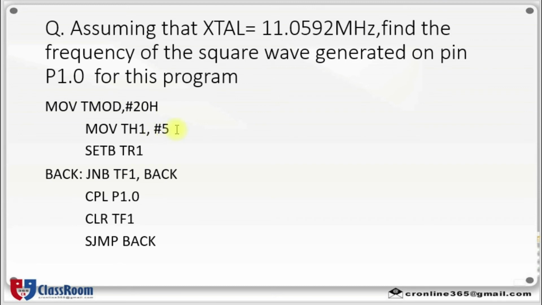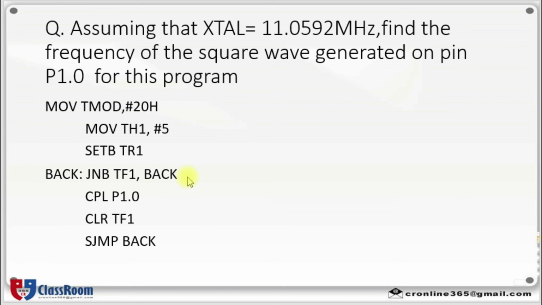Then we can start the timer by using the instruction SETB TR1. It counts from its initial value until it reaches its final value FFH. Then whenever it rolls over from FFH to 00H, the timer overflow flag is raised. So you have to check whether this flag is raised or not by using the instruction JNB TF1, back. JNB means jump if no bit. If there is no bit, it stays here. If the bit is raised, it goes out of the loop.